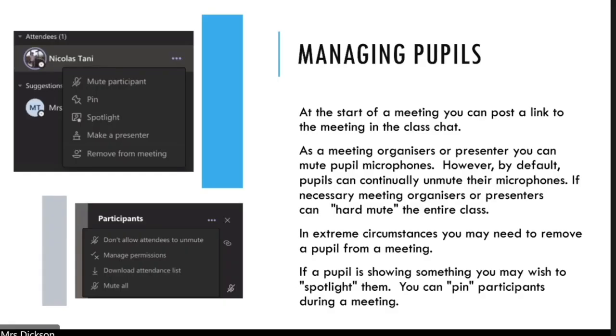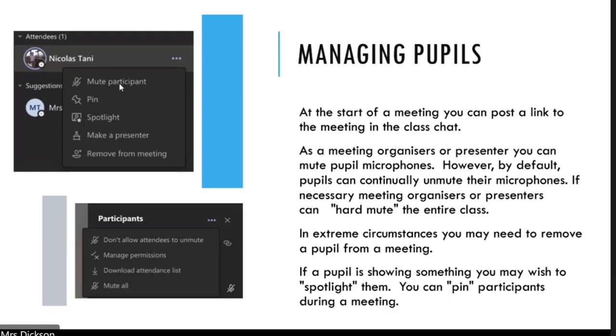Managing pupils. So once you're in your meeting and you've let pupils into the meeting, you can post a link to the meeting so that they know where to go, or once they've cracked that and they know where their meetings are, you can let them join, and there's different options. So if you click again, these 3 dots are really, really useful. They're everywhere, but there's lots of different options to be found.